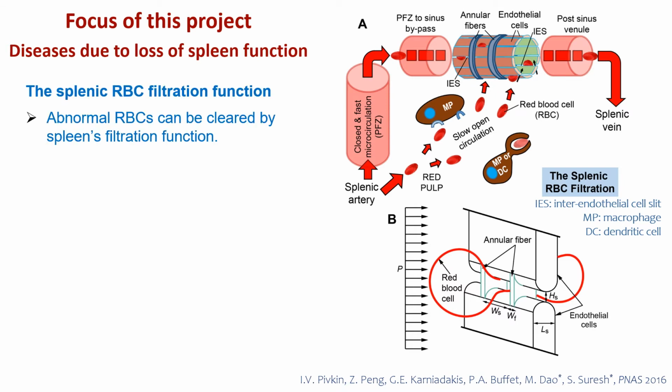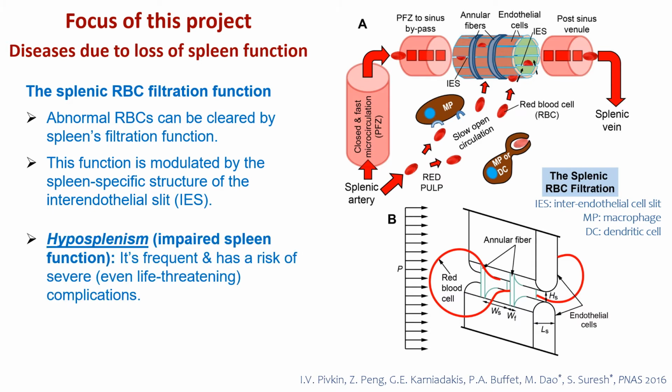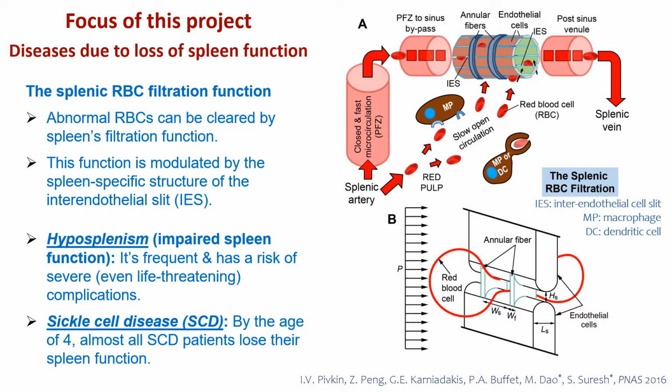RBCs can be cleared from circulation by spleen when alterations in their size, shape, and deformability are detected. The function is modulated by the spleen-specific structure of the interendothelial slit. Hyposplenism is frequent and has a risk of severe, even life-threatening complication. For sickle cell disease patients, by the age of 4, almost all of them lose their spleen function.